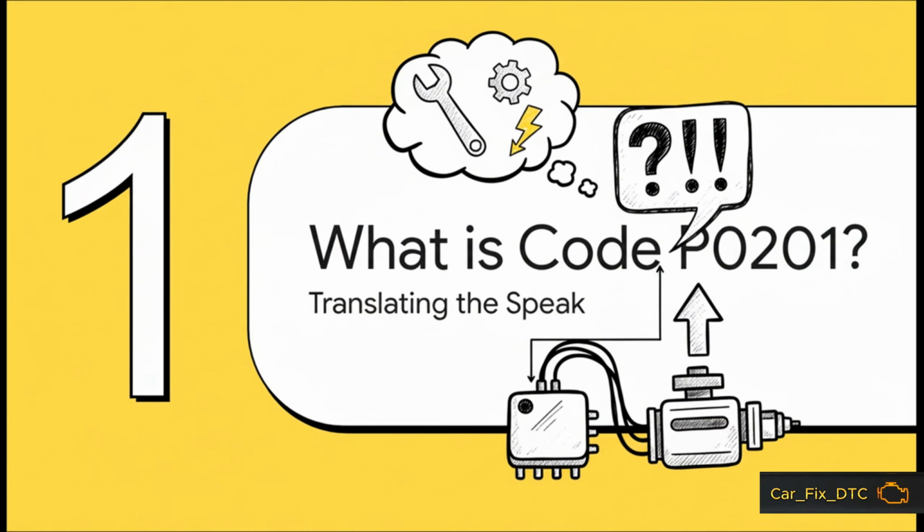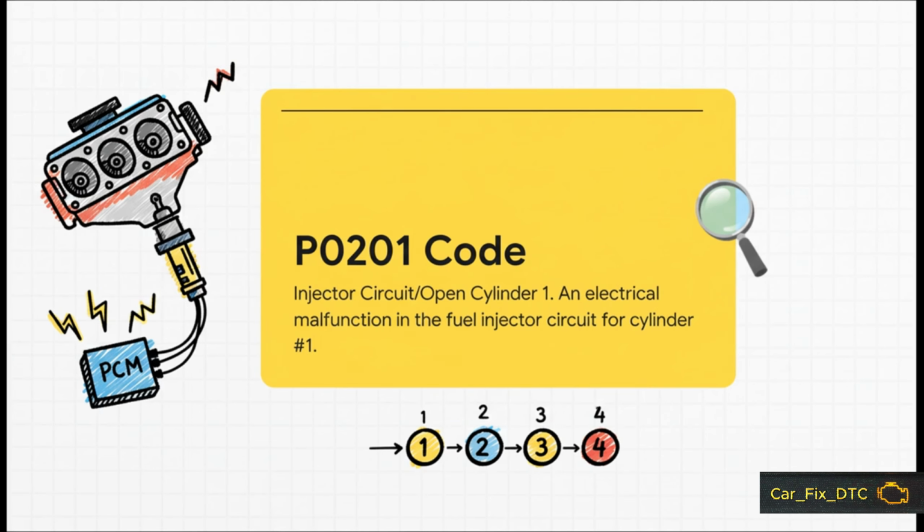All right, first things first. Let's translate this from mechanic speak into plain English. What is your car's computer actually trying to tell you with this code? P0201 means injector circuit malfunction for cylinder number 1. Now, the most important word there, the one you really got to focus on, is circuit. The computer isn't saying the injector is clogged or dirty, it's saying it has found an electrical problem.